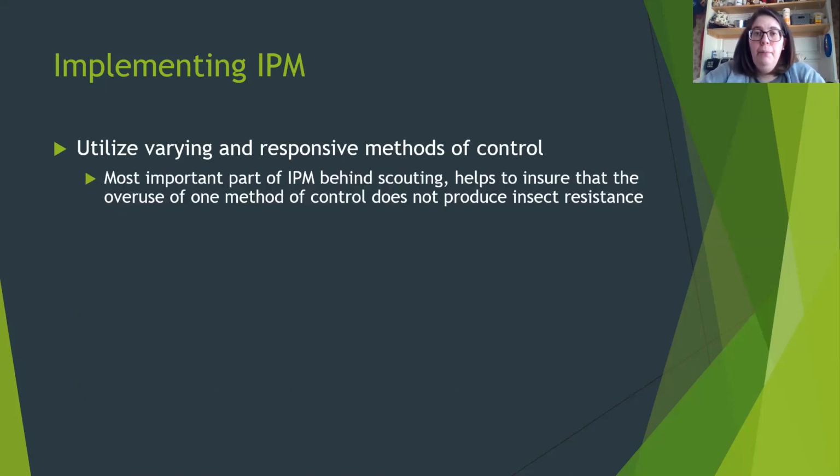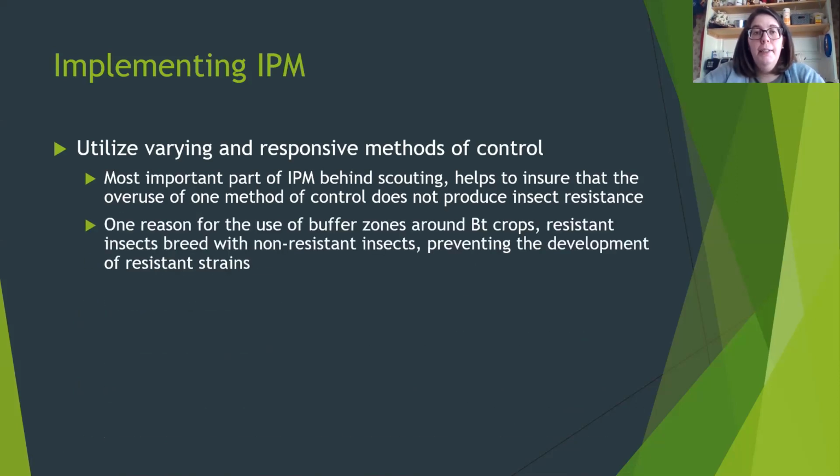This is the most important part of an IPM behind scouting. It helps to ensure that the overuse of one method of control does not produce insect resistance. That is one reason for the use of buffer zones around BT crops: resistant insects breed with non-resistant insects, preventing the development of resistant strains.